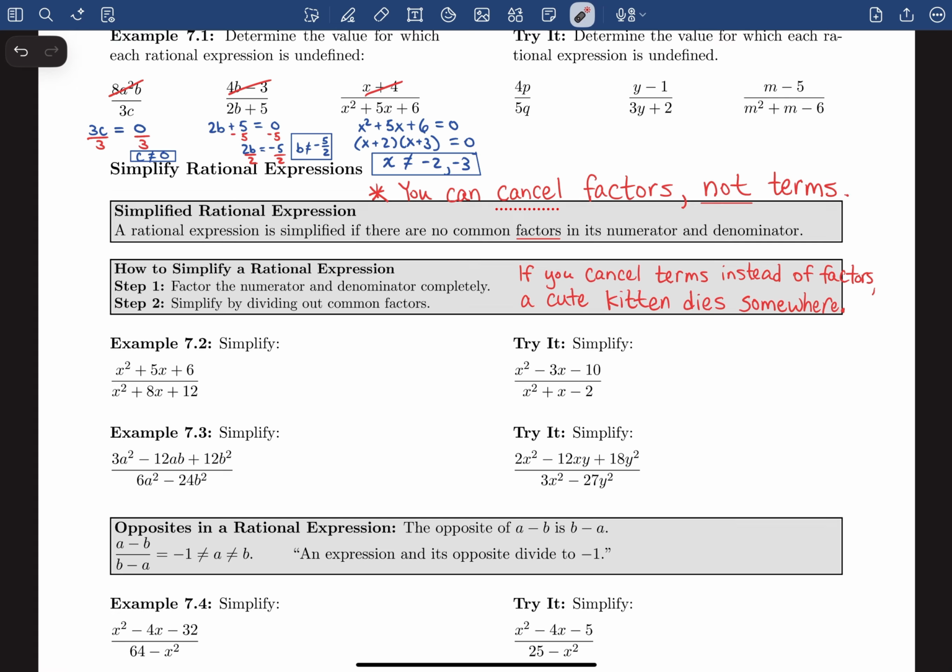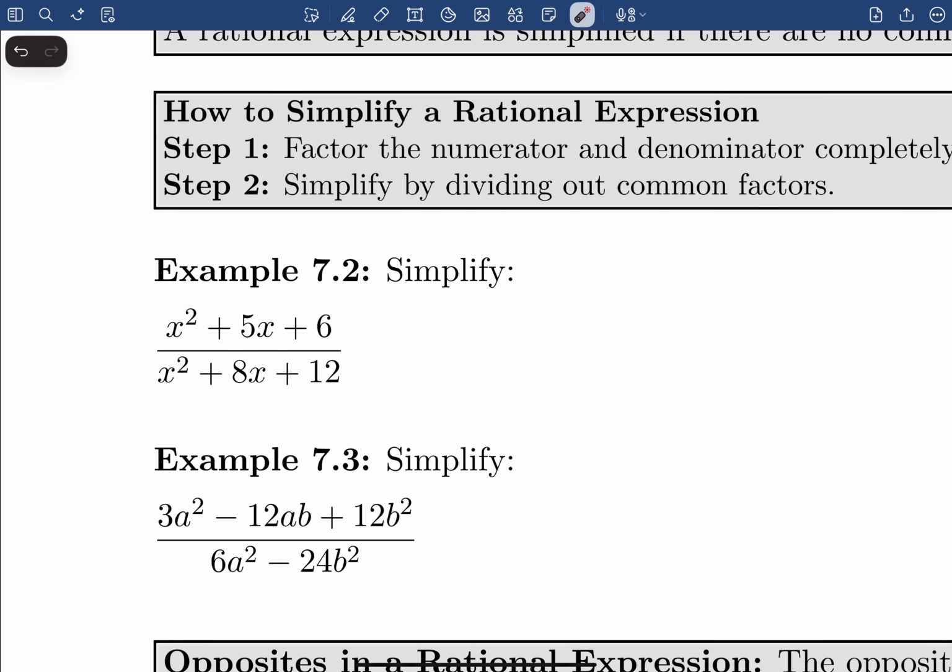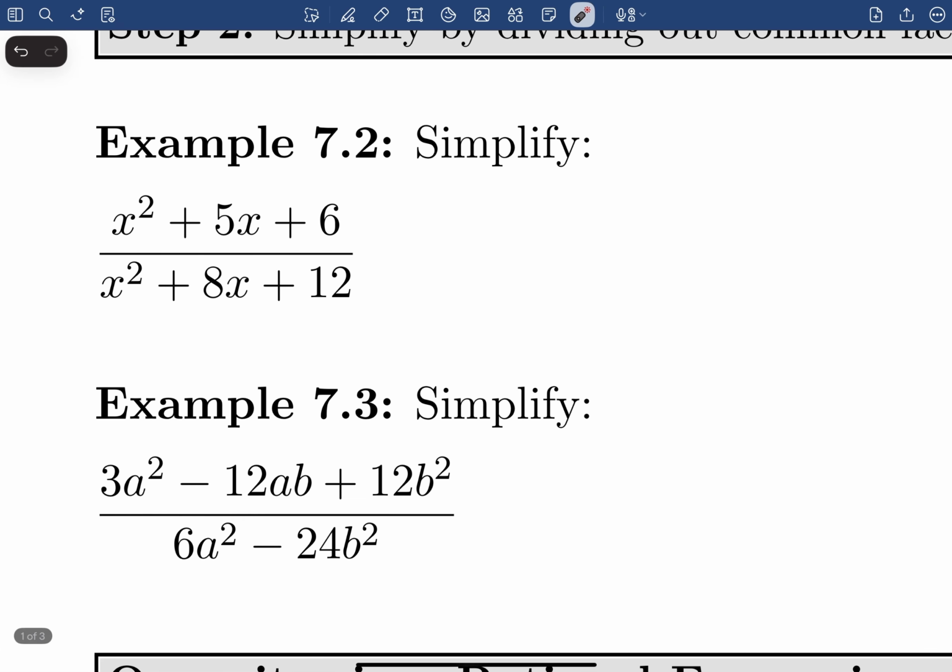Now, I have something for you. If you end up canceling terms instead of factors, okay, if you make the mistake of canceling terms instead of factors, then there will be a cute kitten that dies somewhere in this world. All right? So just imagine it. You're going to try to cancel some terms, and when you do that, a cute kitten dies somewhere. Now, if you cancel factors, okay, then that's okay. No kitten dies. Please don't kill kittens. Okay, we need them to live. So let's go ahead and look at what I'm referring to.